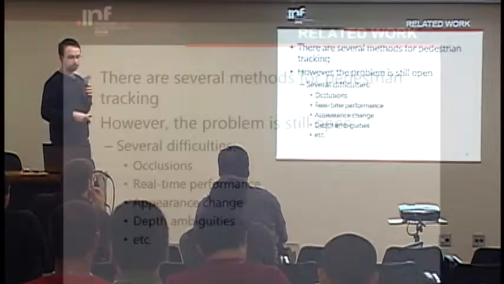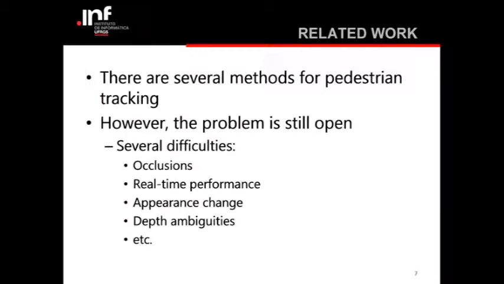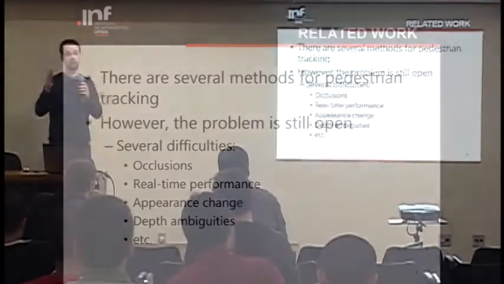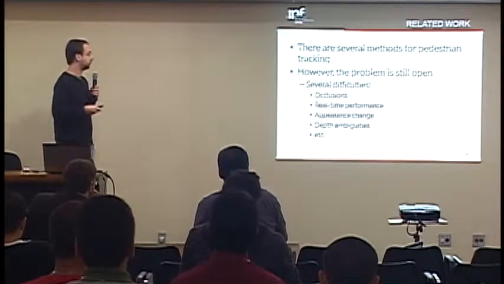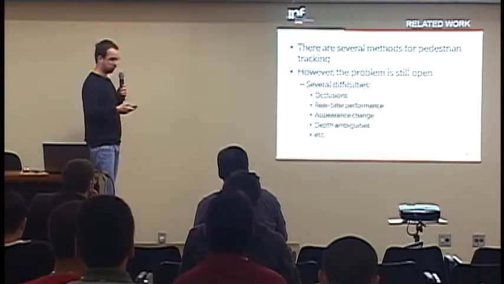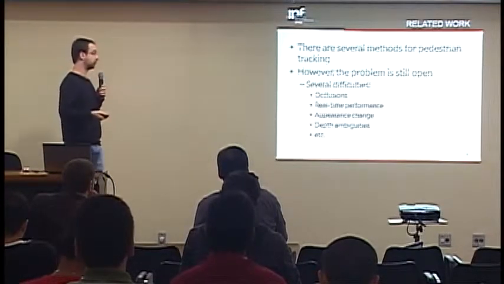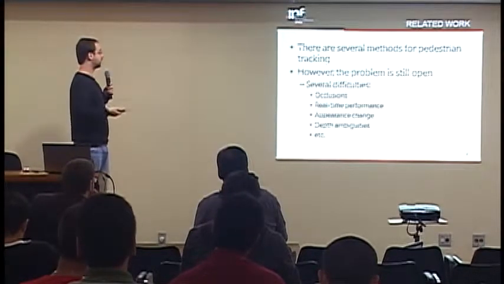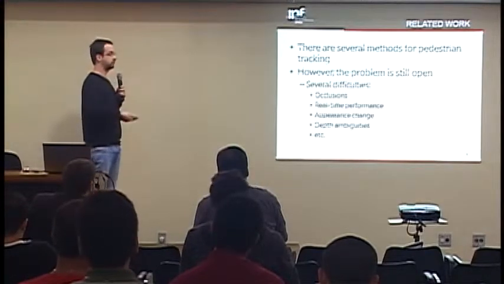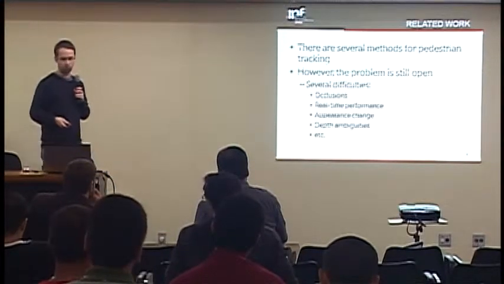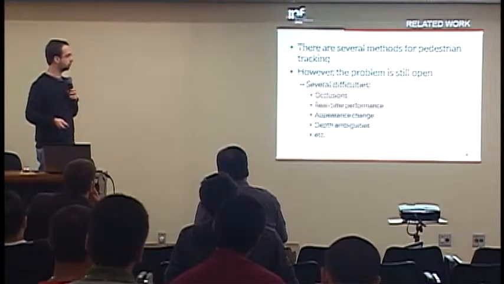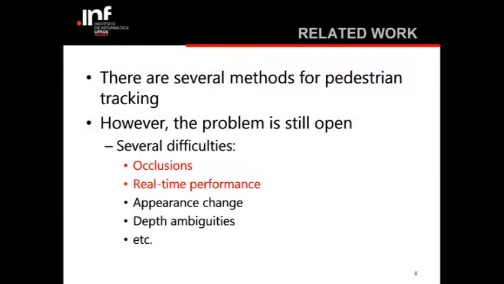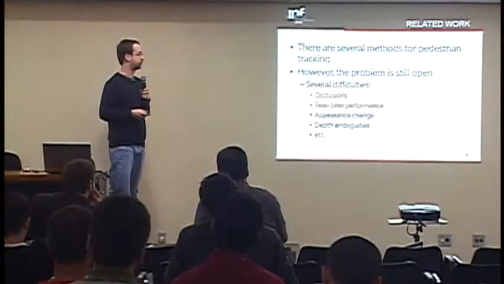So the related work, there are several. I'm not going to talk about all the methods that we have for pedestrian tracking, but the main thing is that the problem is still largely open, because we have several difficulties. We have occlusions. Sometimes we need real-time performance, like in our case, because it's surveillance systems. And we have appearance change, depth ambiguities, etc. So we are going to tackle 2 main challenges here: occlusions and real-time performance.